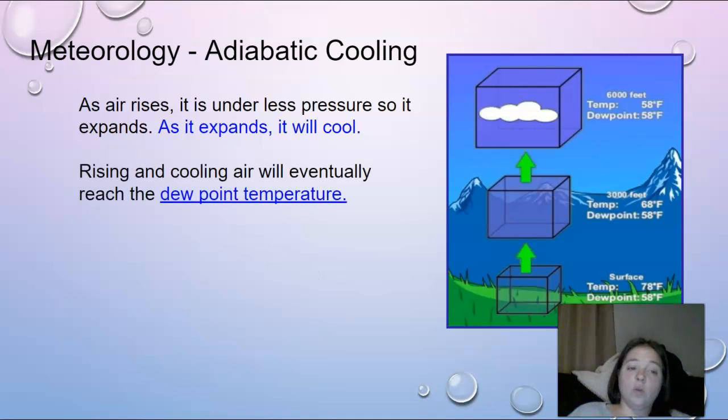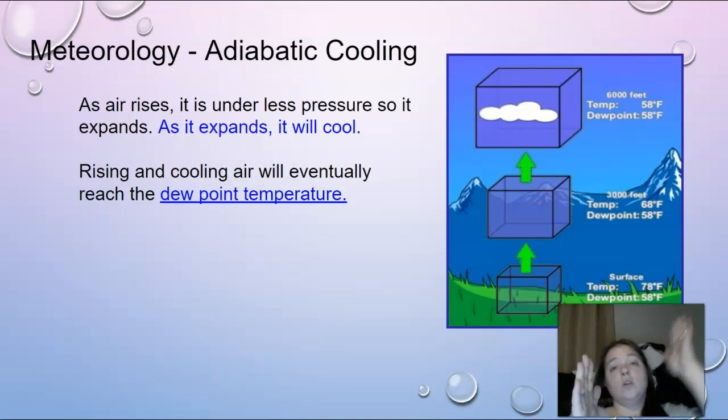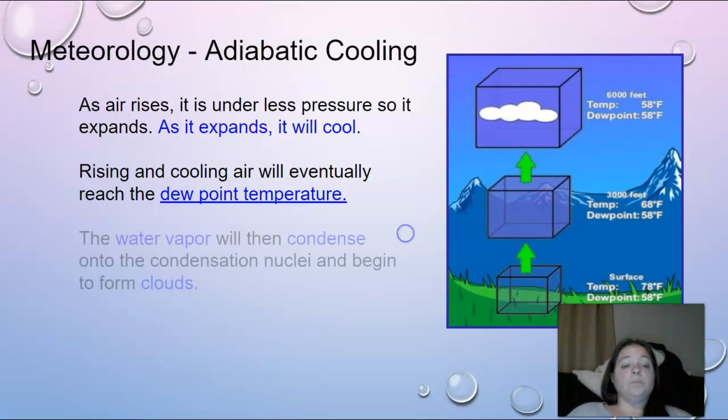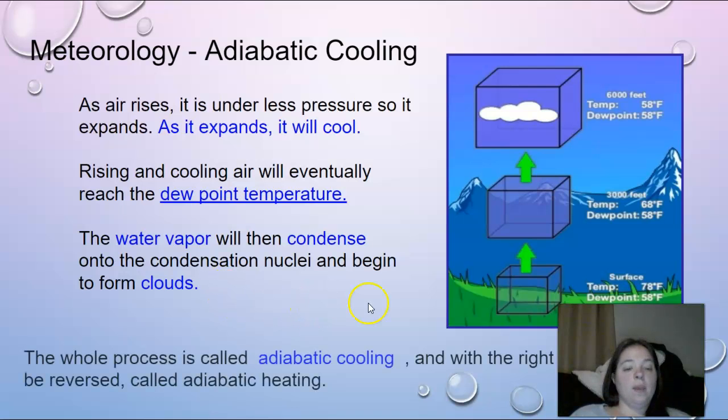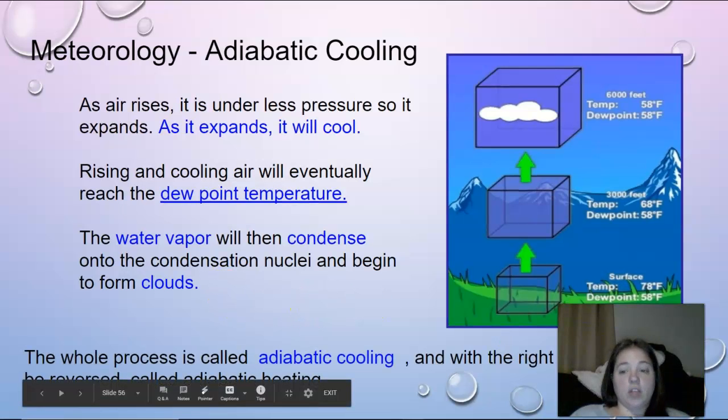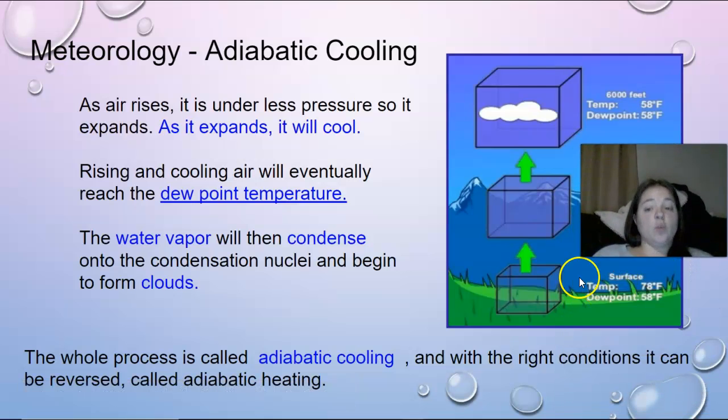And as it gets farther and farther apart, it starts to cool. Well, what happens when it cools? It hits its dew point temperature, which we've talked about before. And that dew point temperature means it's going from a vapor to a liquid. And it condenses on the condensation nuclei, which then begins to form those clouds. The whole process is called adiabatic cooling. So when it goes up, it's called cooling. But in the right conditions, it's reversed and it goes down and it's called adiabatic heating.